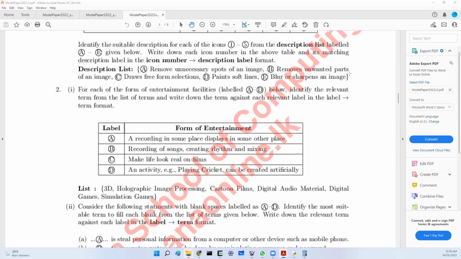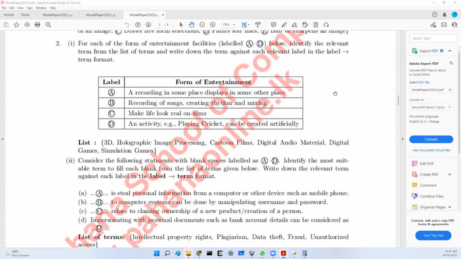Simulation games. Yes. Now, if you are going to create a situation artificially, we normally call it a simulation game, right? For example, if you want to train some soldiers for the battlefield, you cannot put them in a battlefield, right? But we can create a simulation game. We can improve their thinking by simulating an activity. So D is simulation games. Good. Okay, second part.